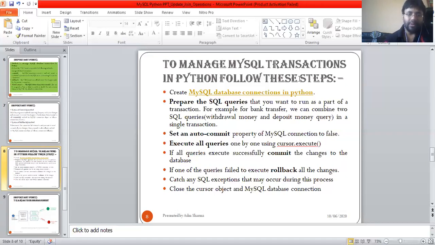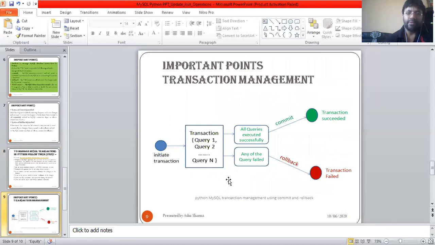Now, all these steps, let us try to understand through this diagram. We are going to initiate a transaction. A transaction is a small unit in which there are several low-level tasks. Combining those low-level tasks into a single unit is considered a transaction. So here we have query 1, query 2, and so on till query n.